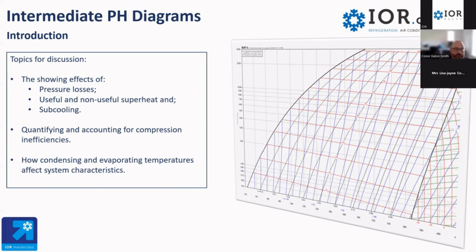In this, we're going to be looking at how pressure drops affect the vapor compression cycle. We're going to look at how subcooling and superheat look on a pH chart and what their real world effects would be. We're going to look at the line of compression and how it differs between ideal compression and non-ideal compression. And then we're going to look at how efficient real-world compressors actually are. We are then finally going to look at varying condensing and evaporating temperatures and what effects they have both on the pH diagram and in the real world.